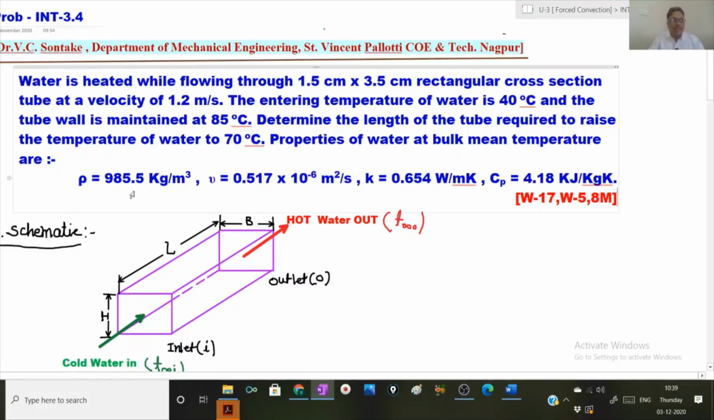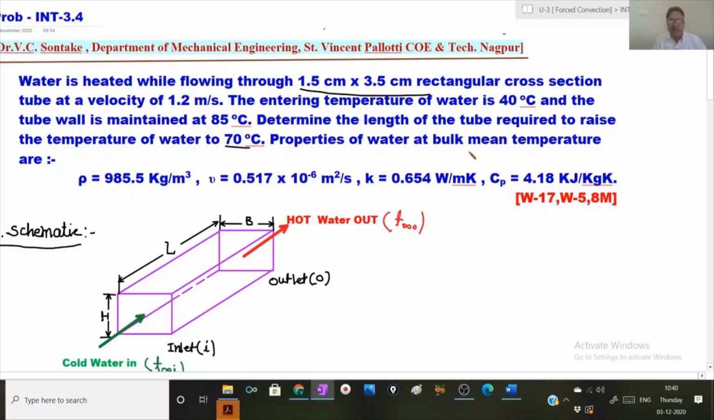Problem INT 3.4. Water is heated while flowing through a 1.5 centimeter by 3.5 centimeter rectangular cross-section tube at a velocity of 1.2 meter per second. The entering temperature of water is 40 degrees Celsius and the tube wall is maintained at 85 degrees Celsius. Determine the length of the tube required to raise the temperature of the water to 70 degrees Celsius.